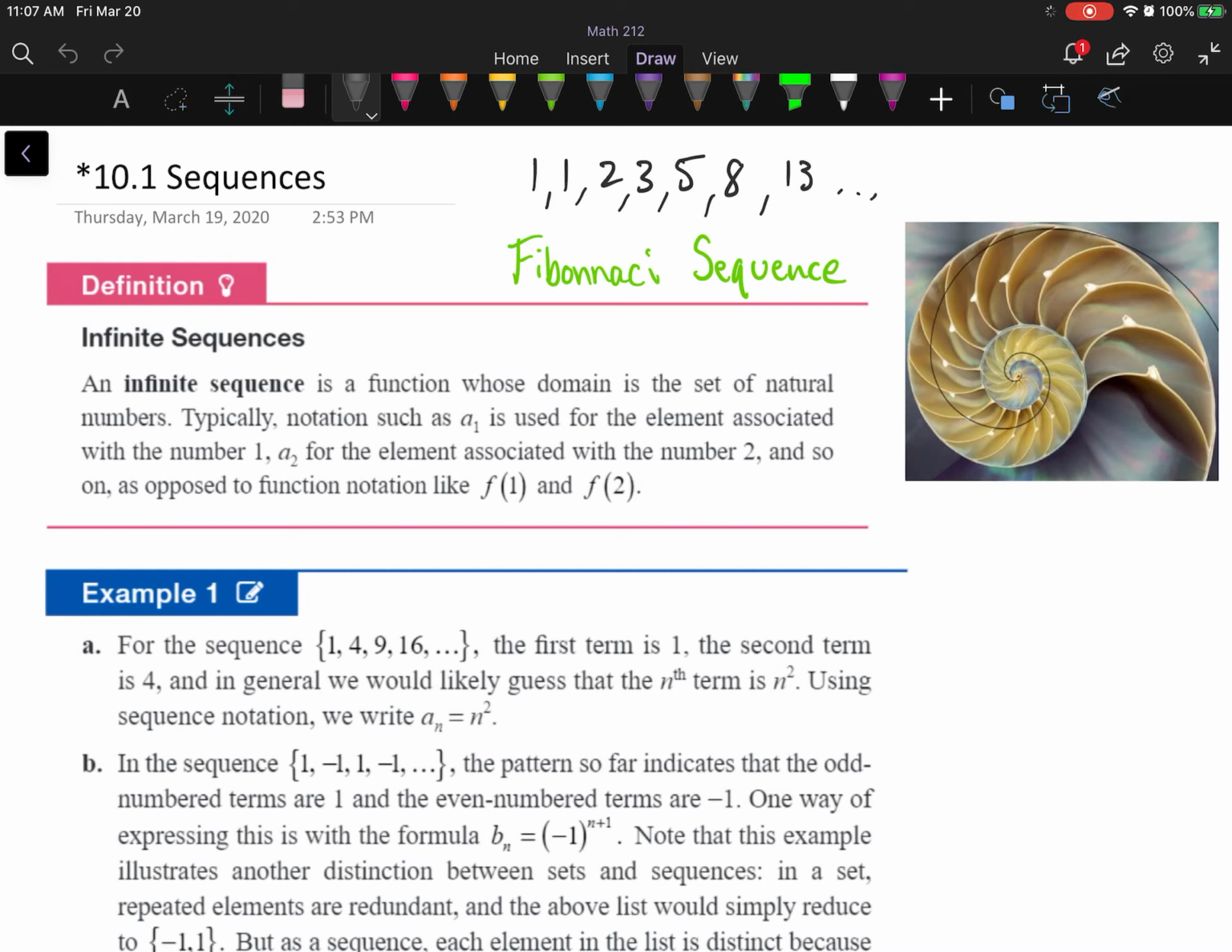Let's see if I can highlight that for you. Natural numbers. And natural numbers are just the whole numbers that we're used to counting with. Also notice that we use notation like a sub 1 or a sub 2 to refer to the first or second term in a sequence, rather than using the traditional function notation with parentheses. That's really just a convention in our book, but that's what we're going to stick with for this lesson.